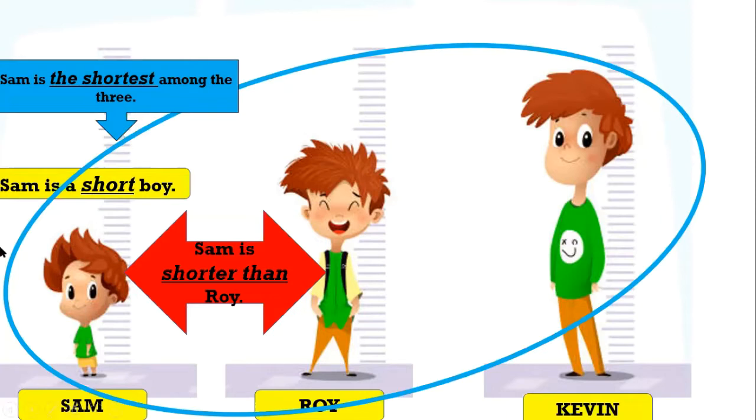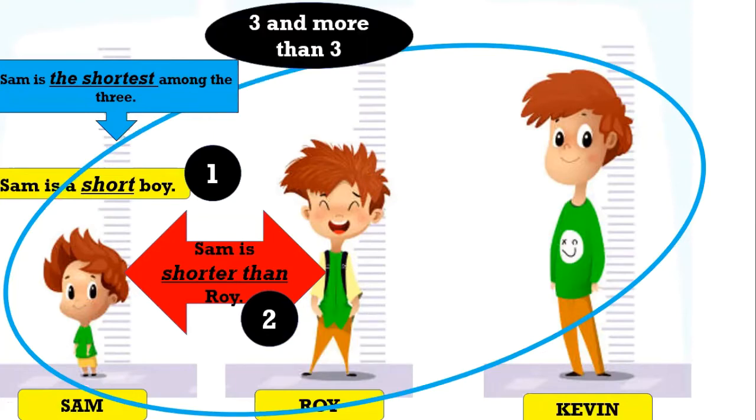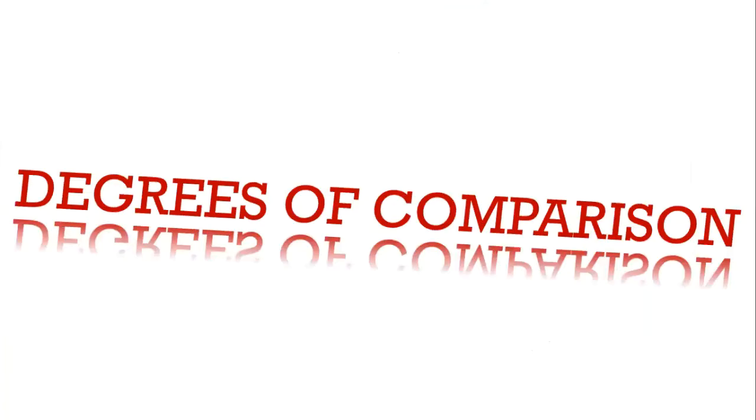Now there are three sentences. The first sentence was Sam is a short boy. So there's no one here for comparison. Now, the second one, Sam is shorter than Roy. So you're comparing between two people in the second sentence. The third one, Sam is the shortest among the three. So three or more, okay? Now these are called degrees of comparison. Sam is compared with three people. This is called degrees of comparison.